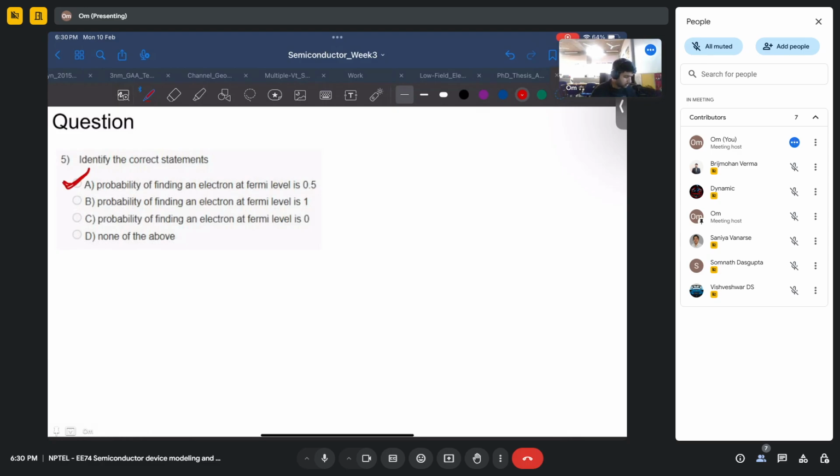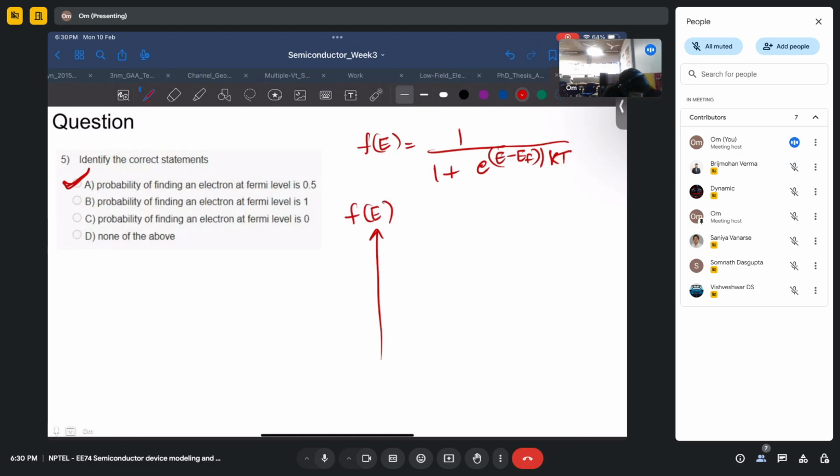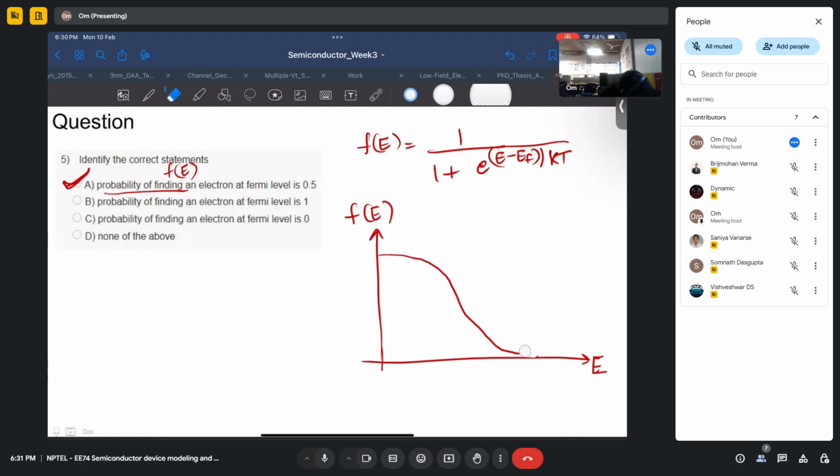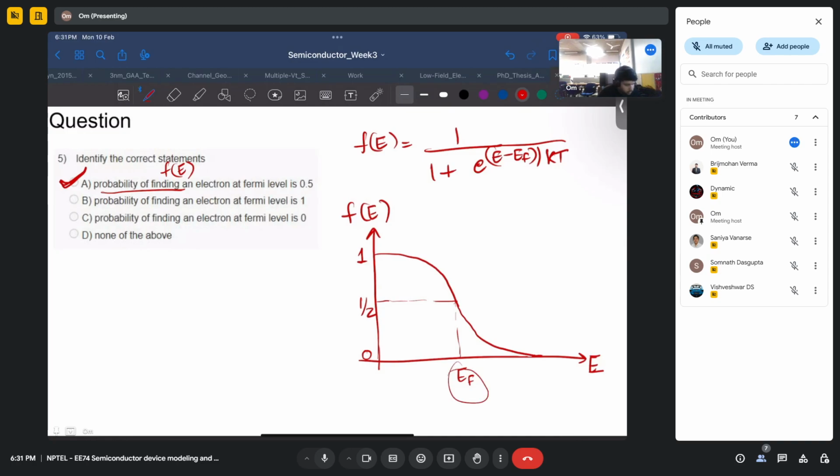So if you remember, the Fermi function is 1 upon 1 plus e to the power (E minus EF) by KT. If you plot F(E) versus E numerically, F(E) is nothing but the probability of finding an electron. The Fermi function looks something like this. I have not drawn it properly. At E equals EF, its probability is 1 by 2. At 0 it is 1. So this is how the Fermi function looks. Probability of finding an electron at Fermi level is half.